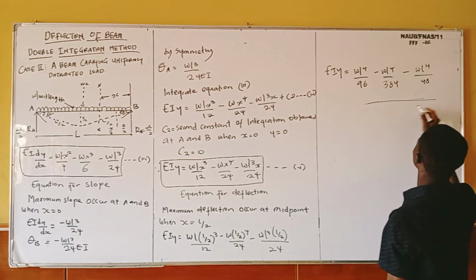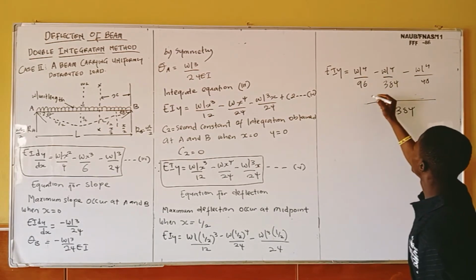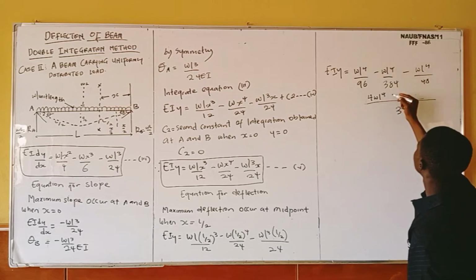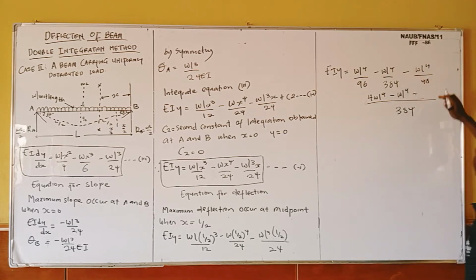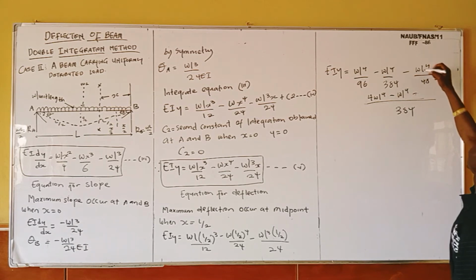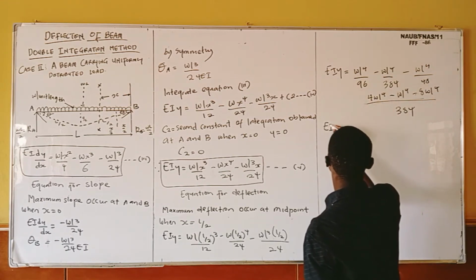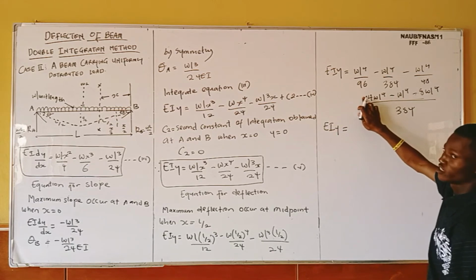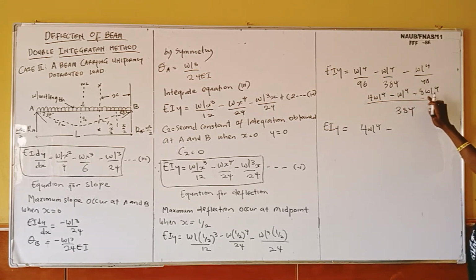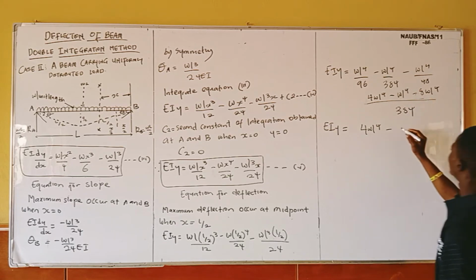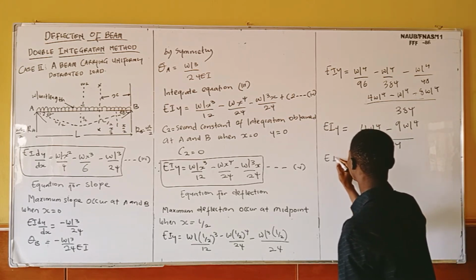So what we are going to do next is find the LCM. The LCM is 384. 96 in 384 is 4, so 4 times WL⁴ is 4WL⁴. With the negative, 384 in 384 is 1, so we have WL⁴. 48 in 384 is 8, so 8WL⁴. Now EIy equals 4WL⁴ minus WL⁴ minus 8WL⁴, which is 9WL⁴ all over 384.